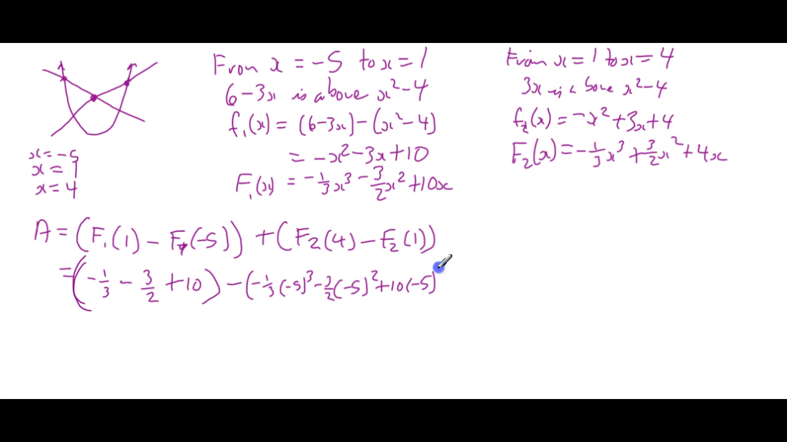And I'm writing on the tablet here, which I'm a little out of practice with. Plus, we had f2 of 4 before, so negative 1/3, 4 cubed, plus 3/2, 4 squared, plus 4 times 4, minus f2 of 1, which is just going to be negative 1/3 plus 3/2 plus 4.